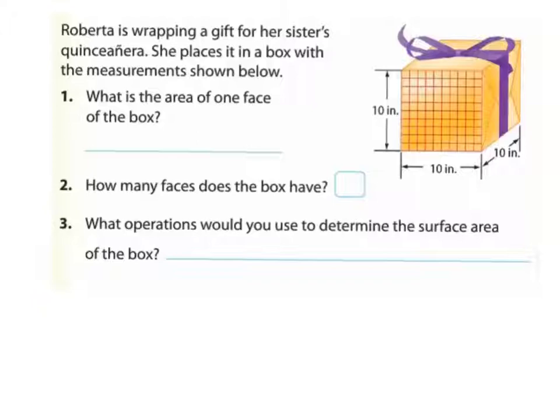Let's try this example. Roberta is wrapping a gift for her sister's quinceañera. She places it in a box with the measurements shown below. Number 1. What is the area of one face of the box?